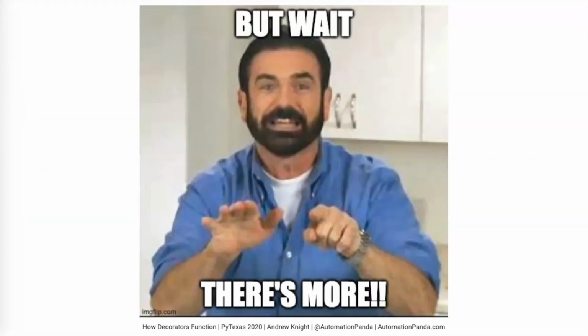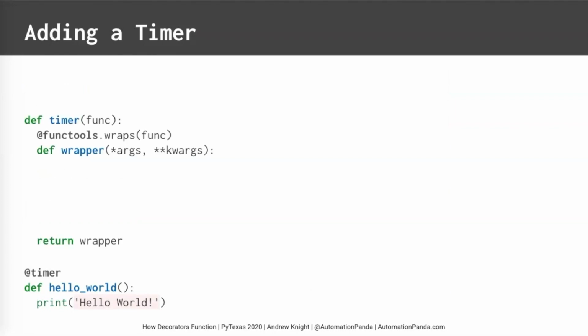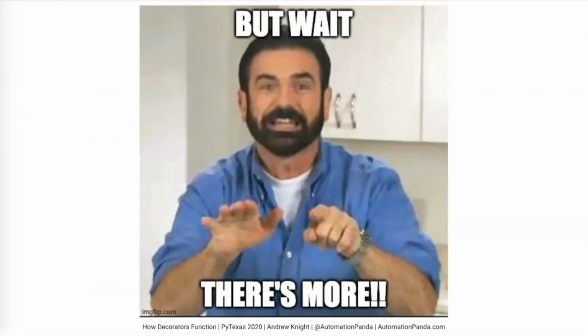But wait, there's more. You can write a timer decorator. Start with the template, call the inner function, and surround it with timestamps using the time module. Here, we capture the start time and the end time, and then we'll just print the difference. Bam! Now you can time any function. But wait, there's more!